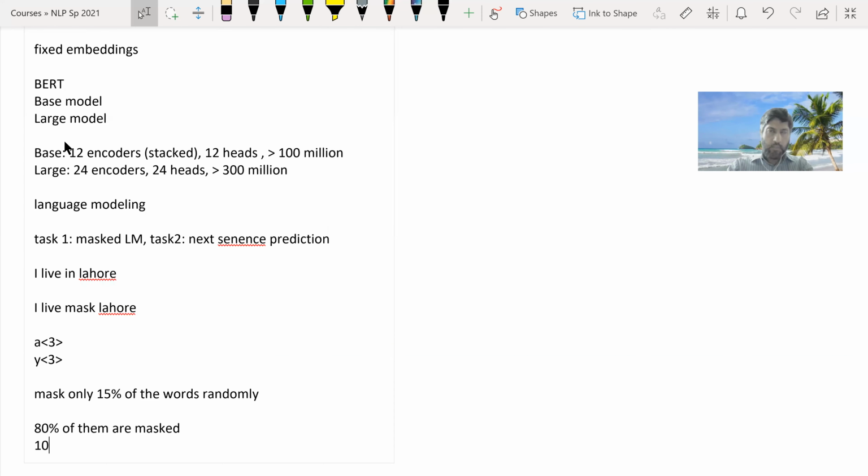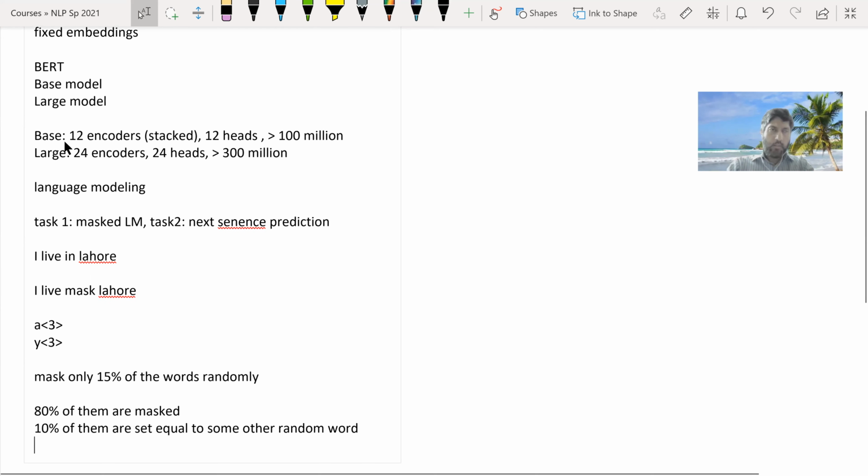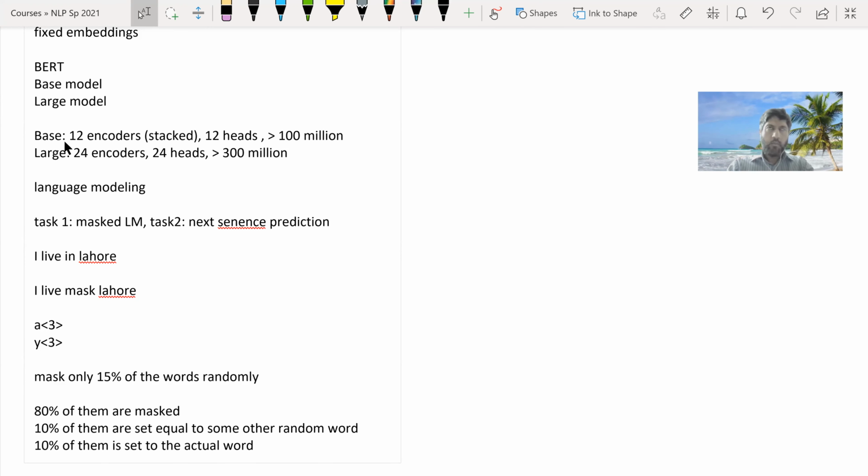So 10% of them are set equal to some other random word. So this is the variation that is introduced. Some other random word, कोई और random word का vector यहाँ उठा के डाल दिया आपने, ठीक है? And then the remaining 10% of them is set to the actual word. So जहाँ जो actual word था, वो भी हमने इसको दिया, but of course उसकी probability कम है.